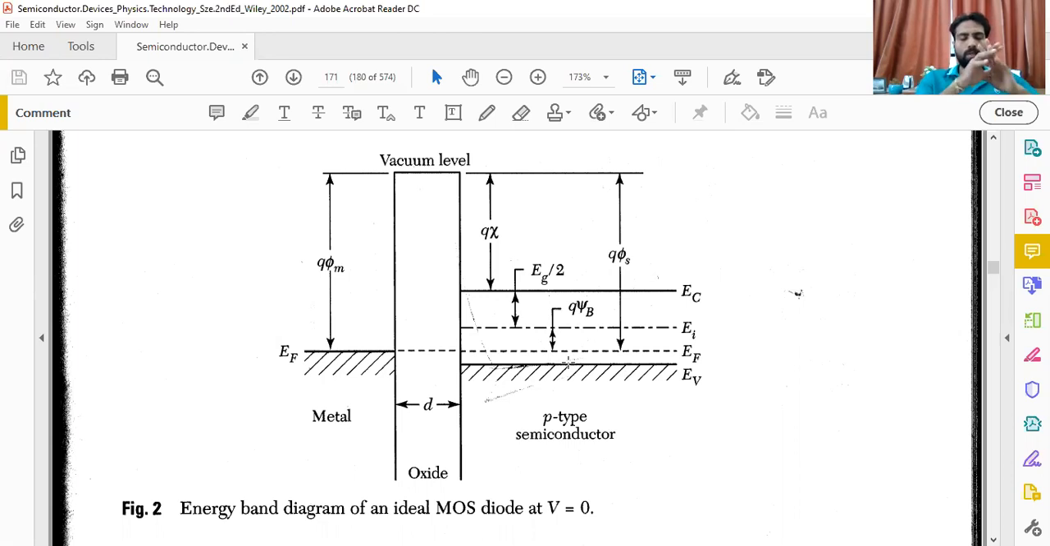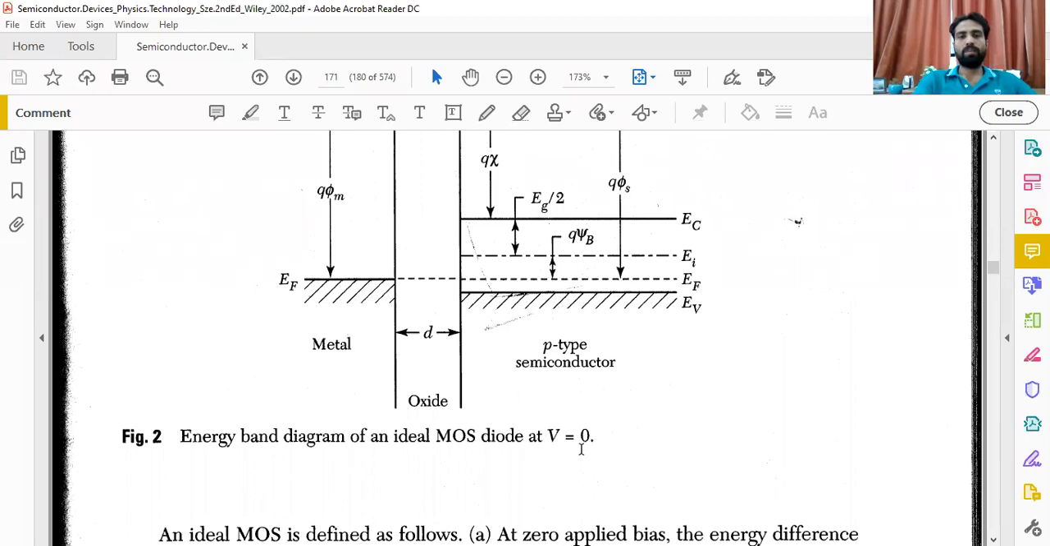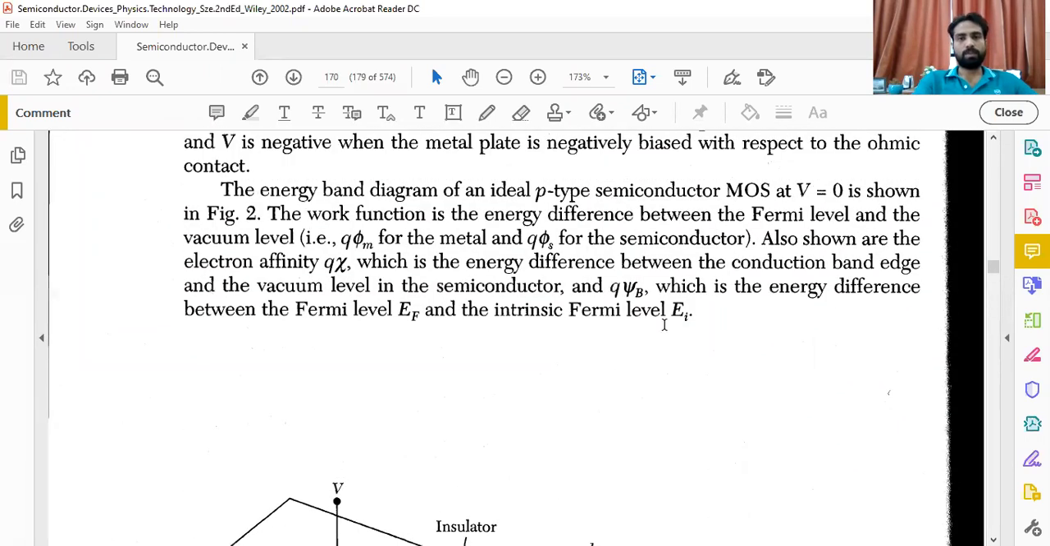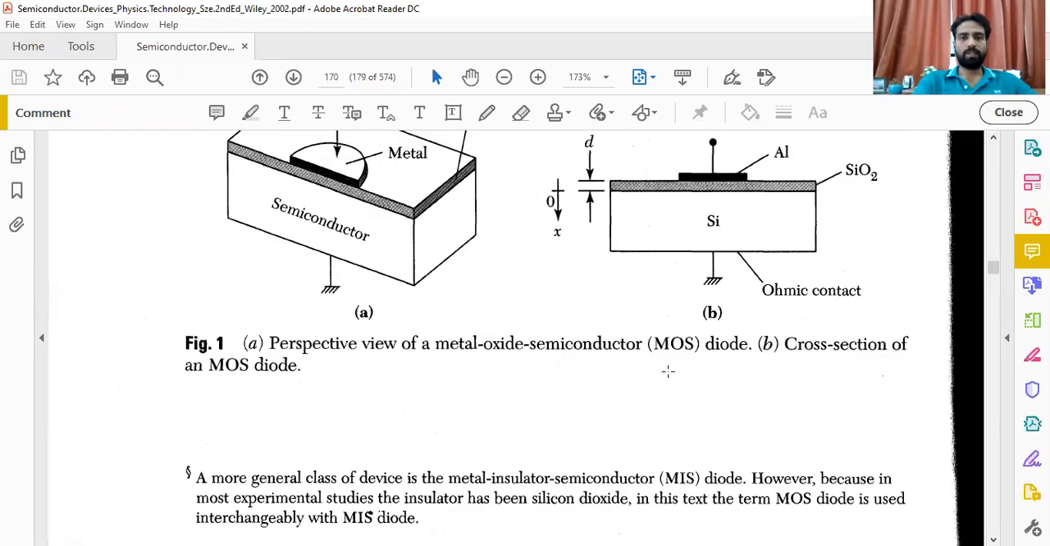Not in a specific sense, but in a big sense, we understand that this is only representing what kind of energy and work function is required to take it to a free state. So this is exactly the condition when we have the V equals 0 state, which we have already studied up here. Moving ahead.